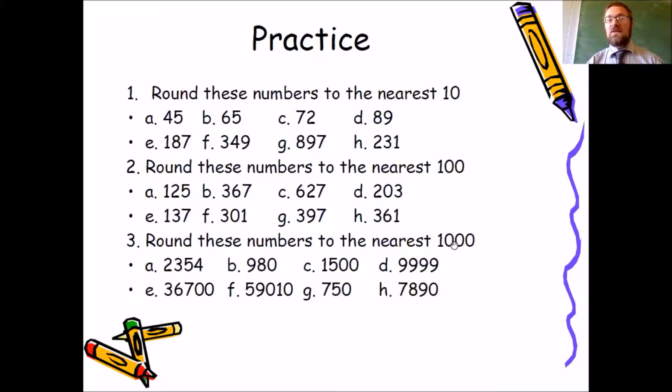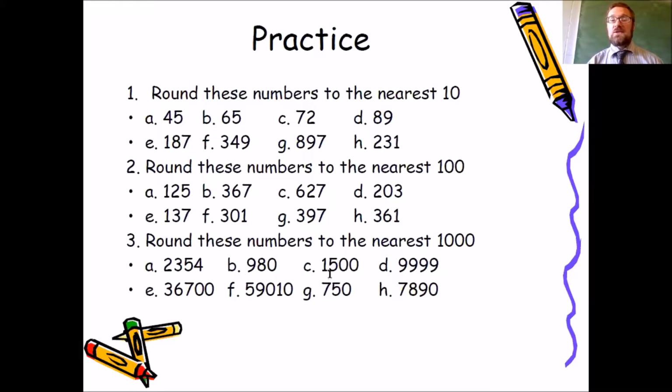Number 3, round to the nearest 1,000. Again, pause, do these 8, and then hit play again so you can get the answers. All right, welcome back. Letter A is 2,000. Letter B is 1,000.